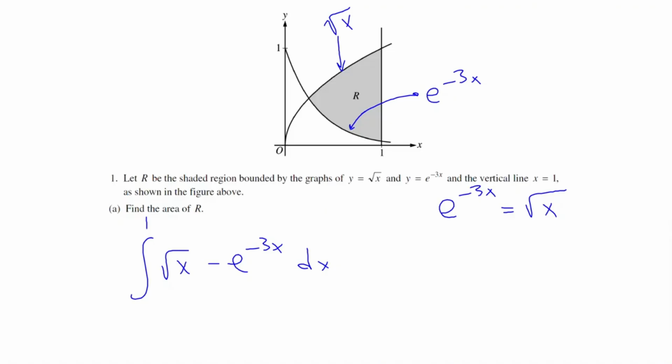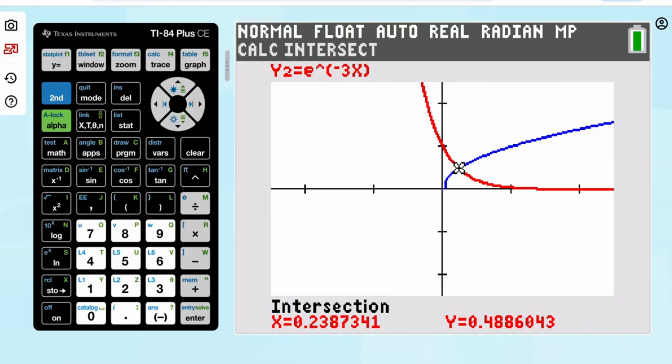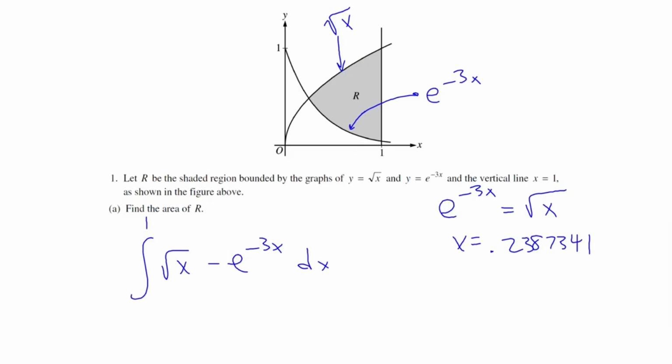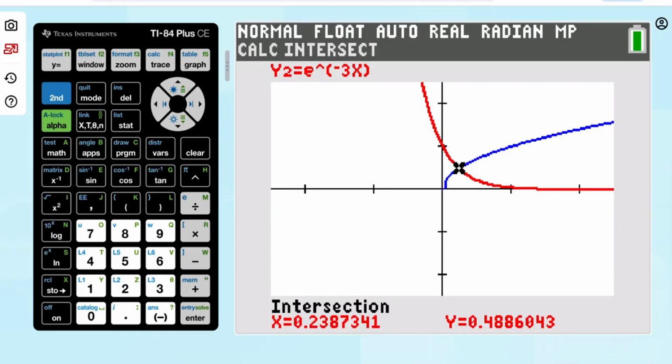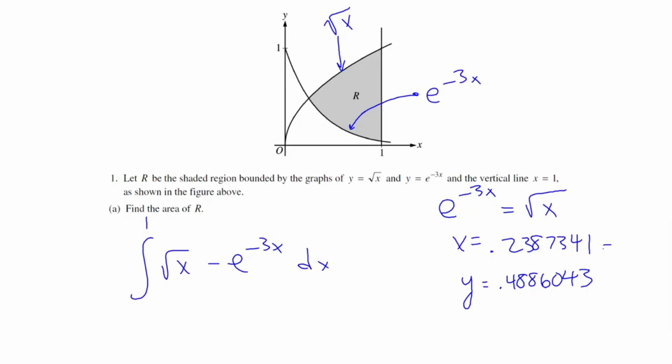0.238731. That's the x value, right? So I'm going to say x equals 0.2387341, I think it was. Yeah. And then I'm just going to note the y value also, just in case I need it somewhere along the line here. So I'm just going to say y is 0.488603, right? 0.488603 there.